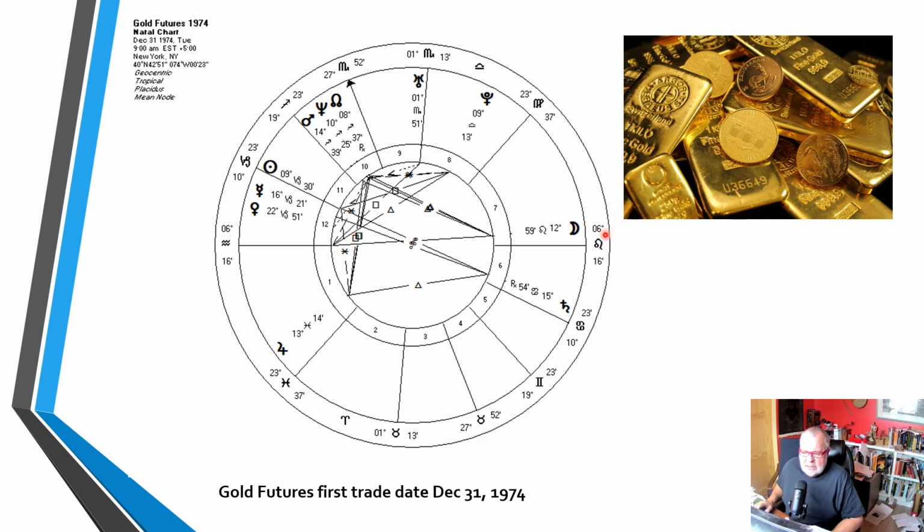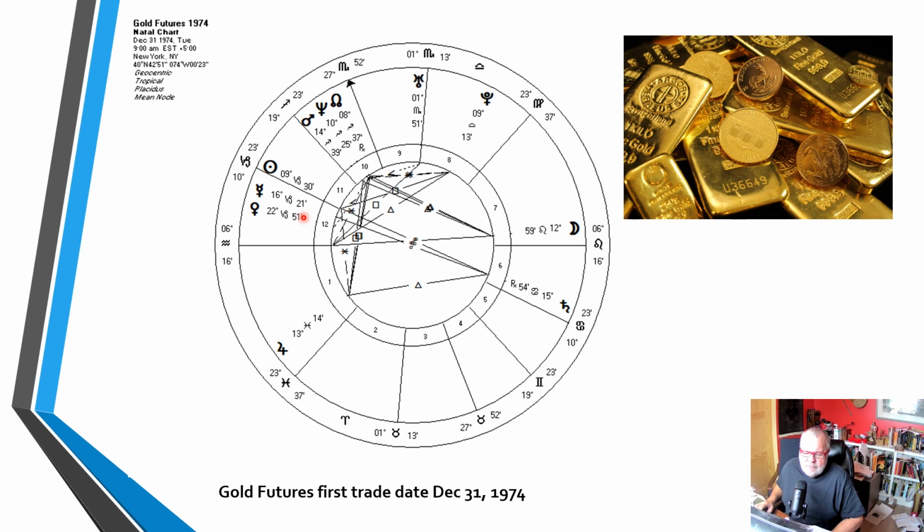You've got Mars, Neptune in the sign of Sagittarius. You've got Sun at 9 degrees of Capricorn. Mercury and Venus are also in Capricorn. So it becomes really quite intuitive then.